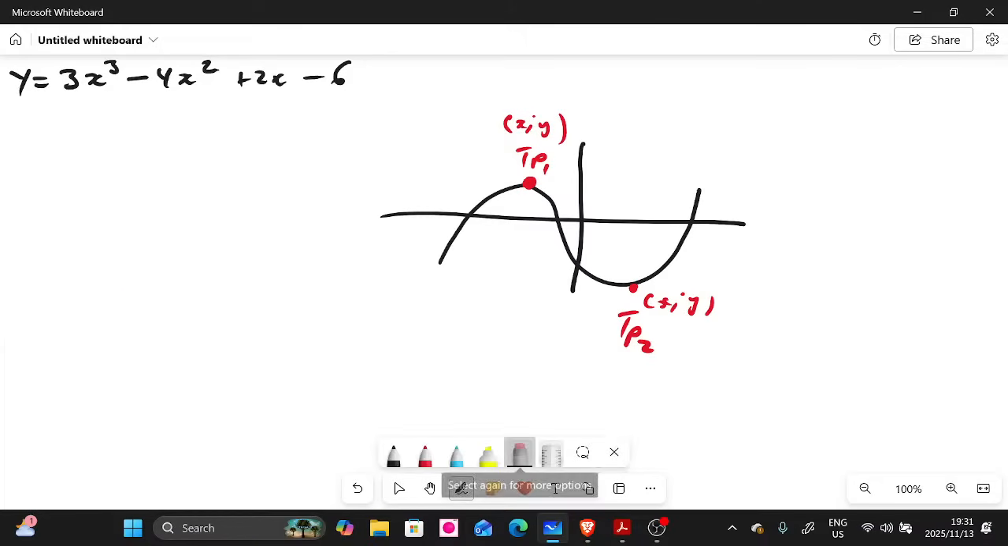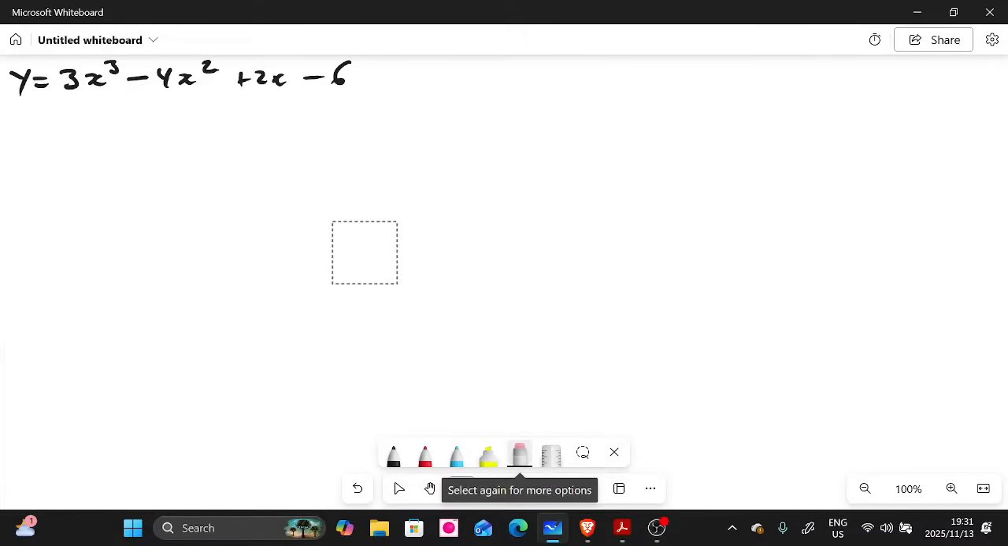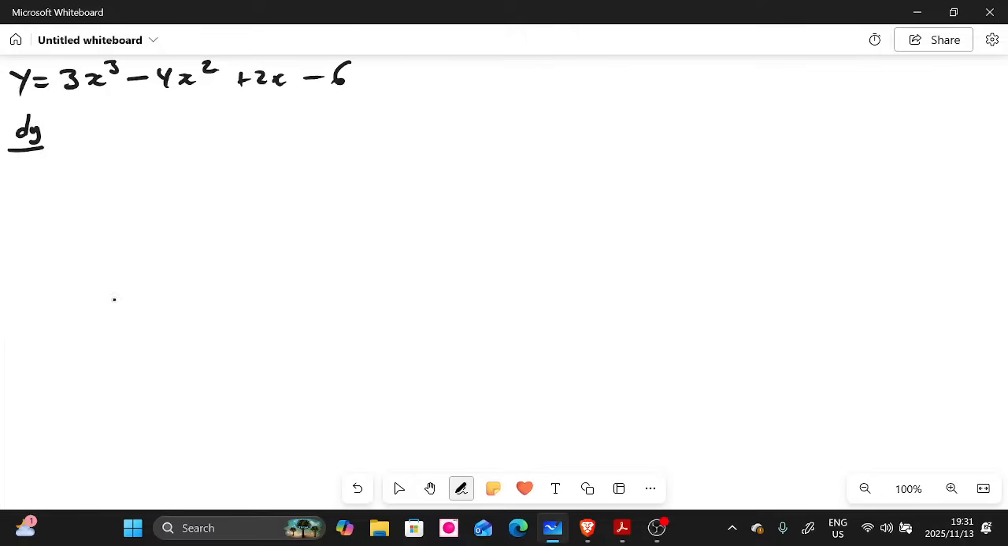So let me erase this. I hope you understand. The first thing you do when you're seeking the turning point coordinates, you derive this: dy over dx, and this derivative is equal to 0. Let's derive the first term. This is a standard derivative, guys. The first term is going to be 3 multiplied by 3, that is 9x squared. The second term is negative 4 multiplied by 2, which is negative 8x.